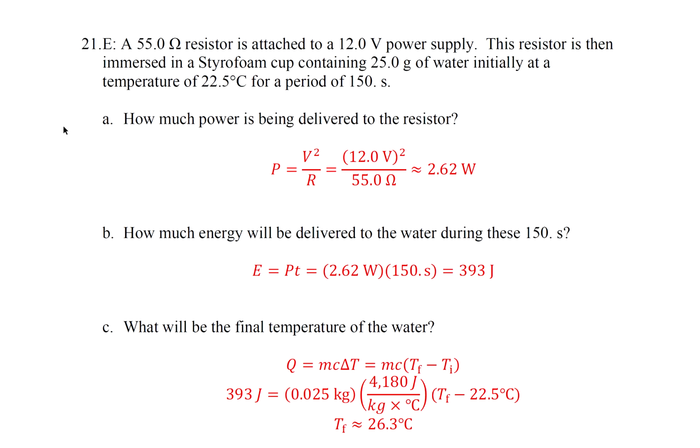Question 21. A 55 ohm resistor is attached to a 12 volt power supply. This resistor is then immersed in a styrofoam cup containing 25 grams of water, initially at a temperature of 22.5 degrees Celsius for a period of 150 seconds. So part A, how much power is being delivered to the resistor? P equals V squared over R.